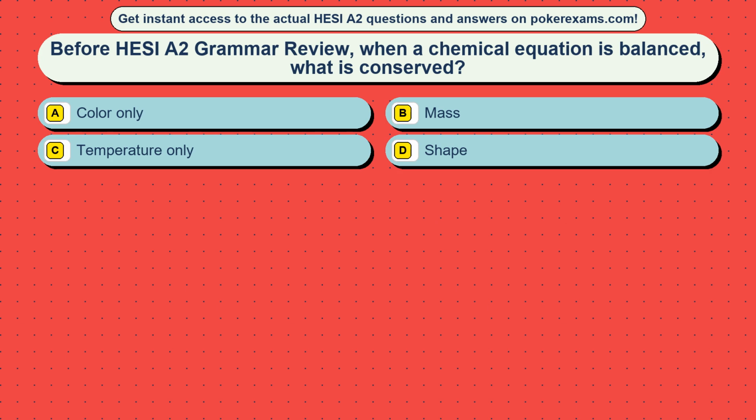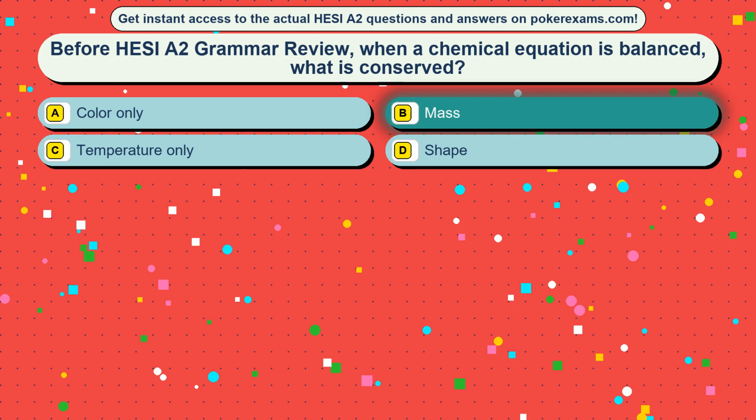Option A, color only. Option B, mass. Option C, temperature only. Option D, shape. The correct answer is option B, mass.